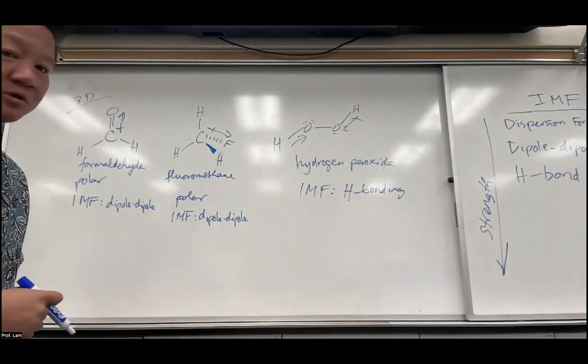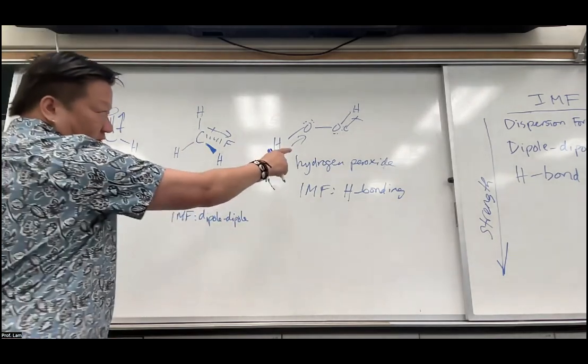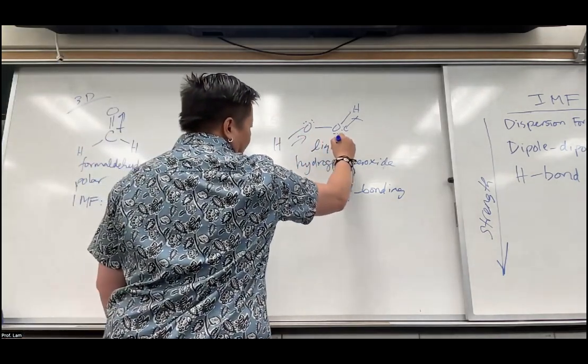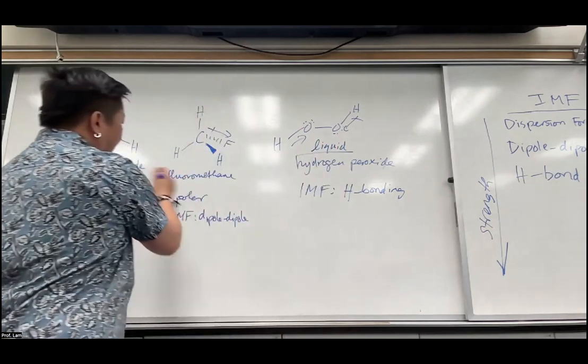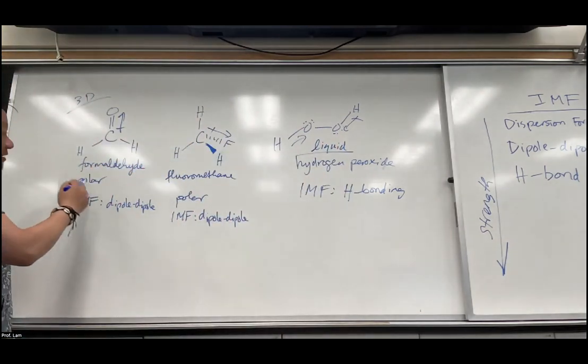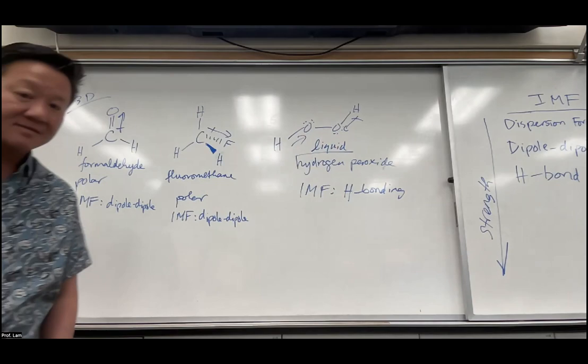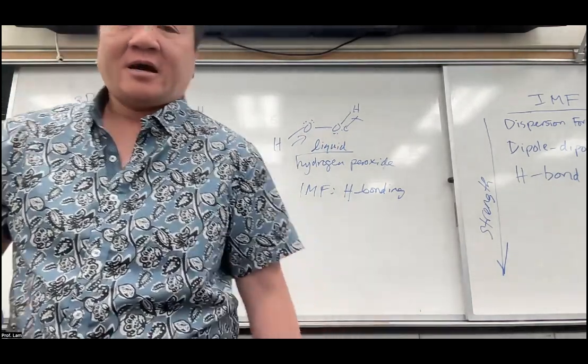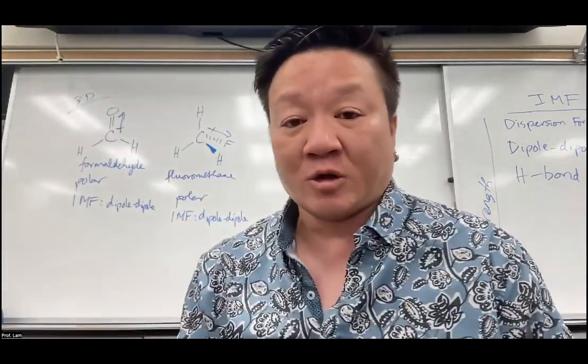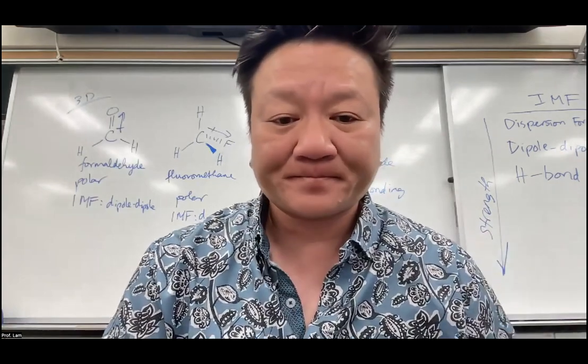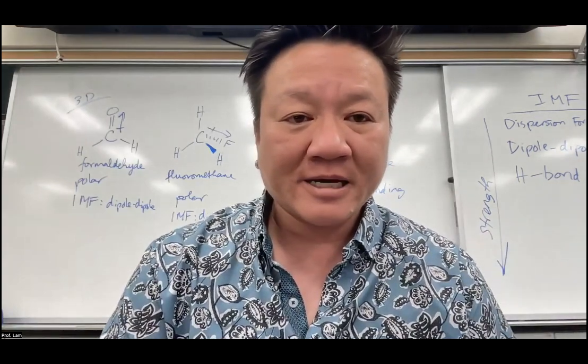Okay, so the question asks, which one of these is most likely to be a liquid at room temperature? Well, which one has the strongest IMF? This one. So we know that hydrogen peroxide is a liquid. Both of these are gases. Formaldehyde and fluoromethane are both gases at room temperature, because they have dipole-dipole, but their molar mass is a little small, right? Okay, so you guys see how that works, right?